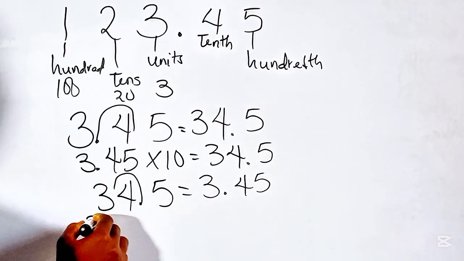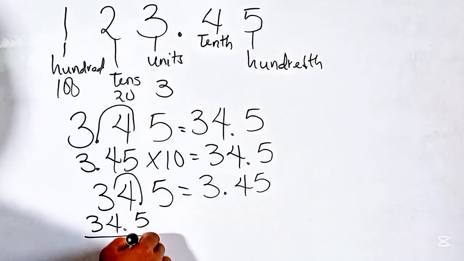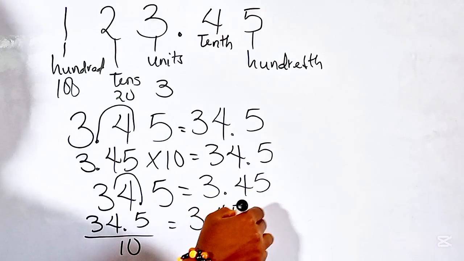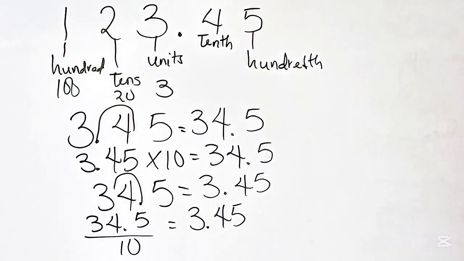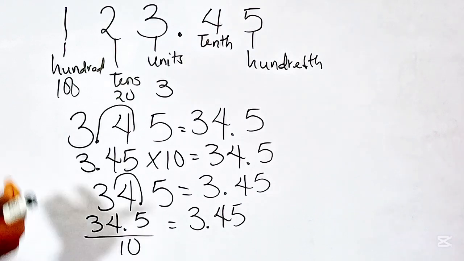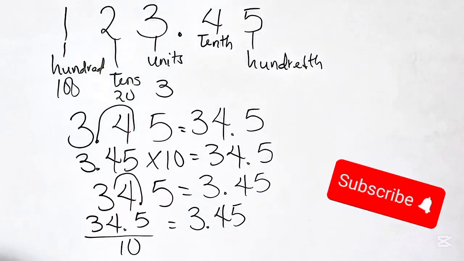So if you have 34.5 divided by 10, you're going to have 3.45. So you see, the decimal point is not just floating around randomly. Every time it moves, it secretly multiplies or divides your number by powers of 10, because it's changing the value of every single digit. I hope this helps you to understand the awesome power of the decimal point.